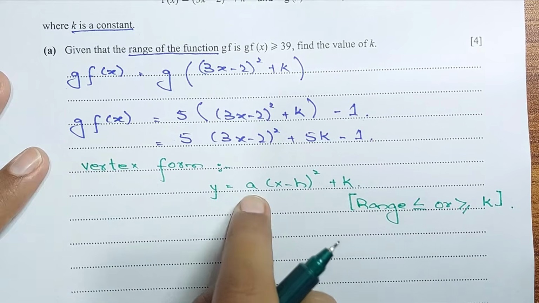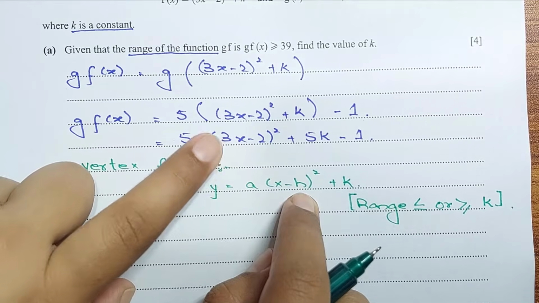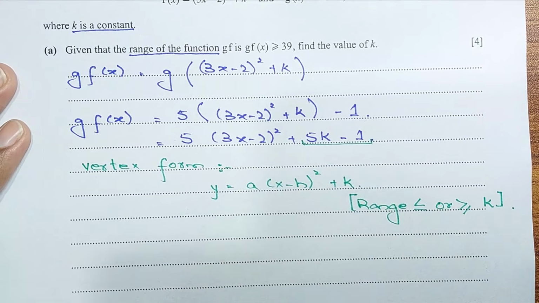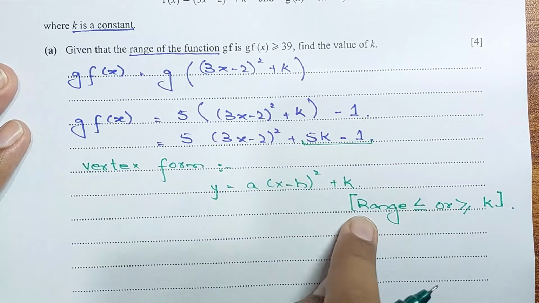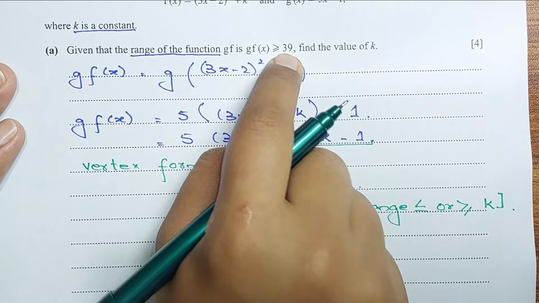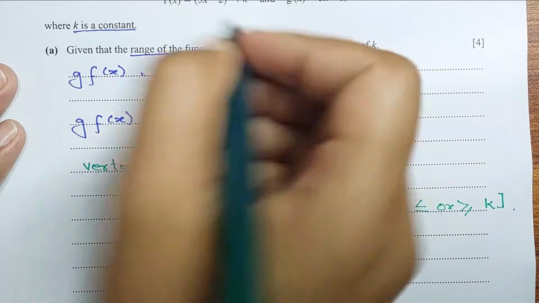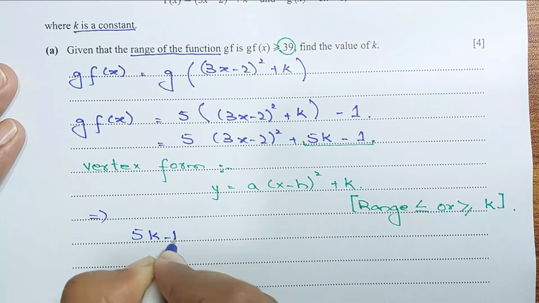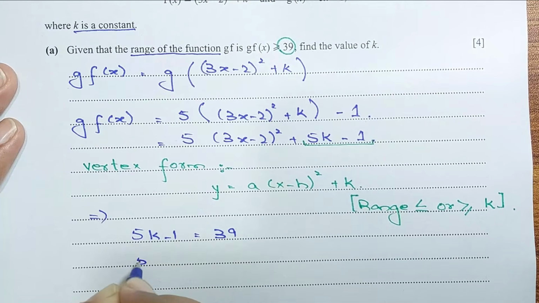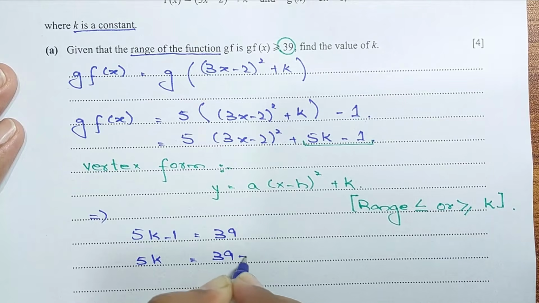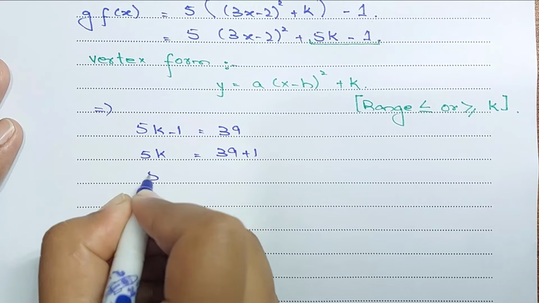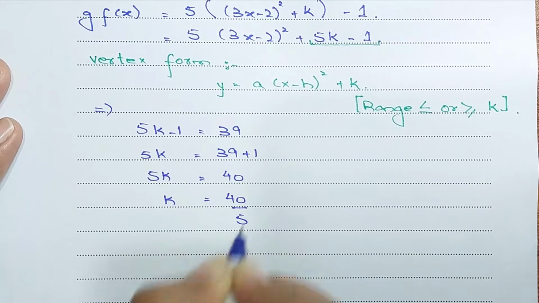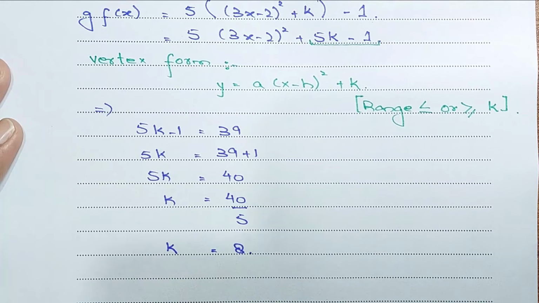Okay, so what is the k value? a is 5 and x minus h is basically 3x minus 2 whole square, and this is going to be the k in our case. So the range is greater than or equal to this value. This is 39, so this value is equal to 39. From here we can say 5k minus 1 equals 39, and 5k equals 39 plus 1, which is 40. So 5k equals 40 and k equals 40 over 5, and 5 times 8 is 40. k equals 8. Right.